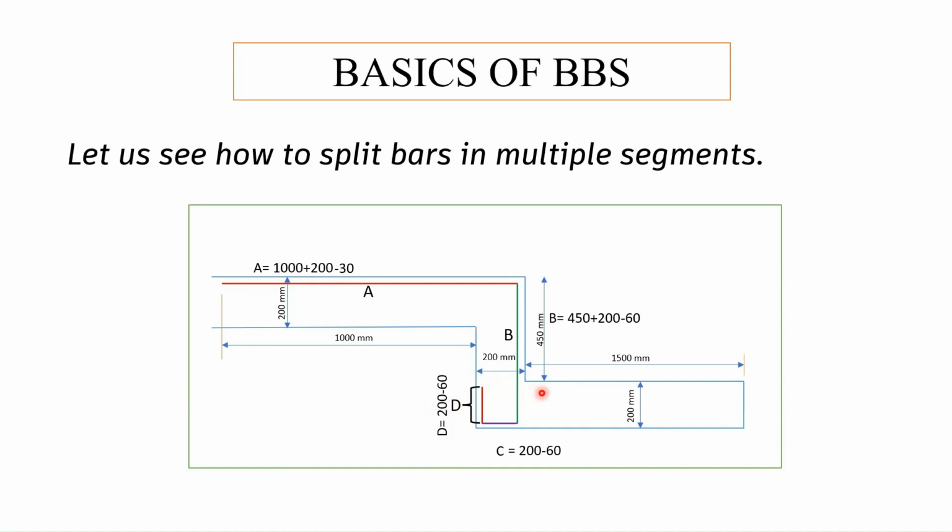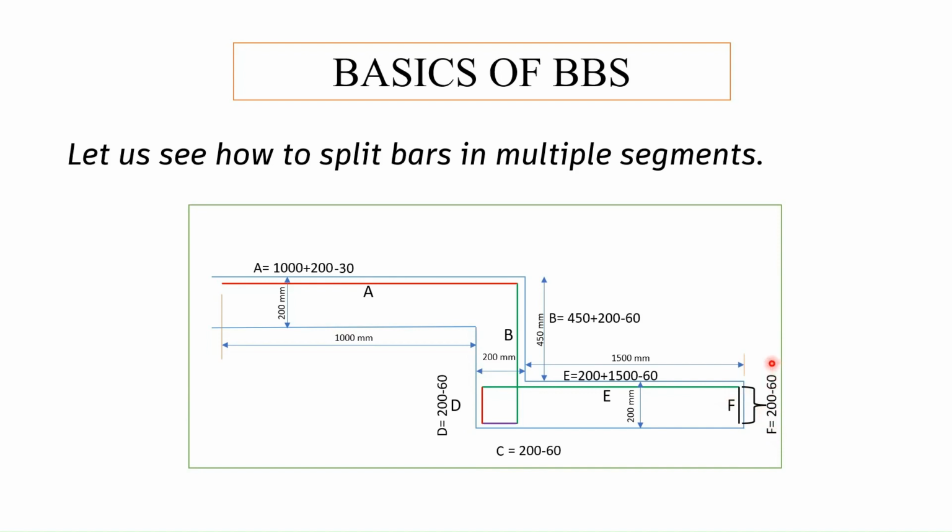Then we are going to split this reinforcing bar and we will term it as E. The length will be 1500 plus 200 minus 30 cover over here and minus 30 cover over here. So it will be 1500 plus 200 minus 60. And last, we will take this vertical bar, term it as F, and this length will be equal to 200 minus 30 minus 30. So it will be 200 minus 60.